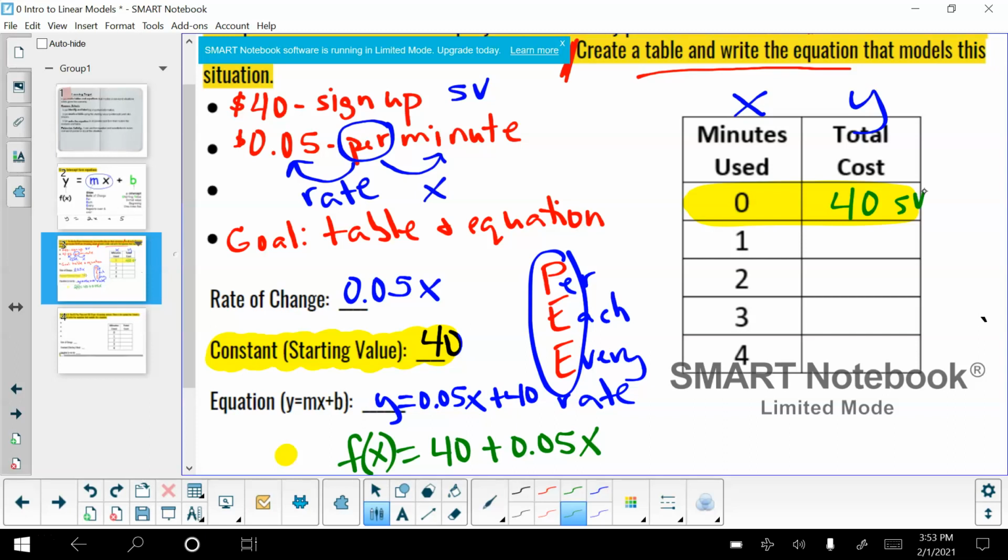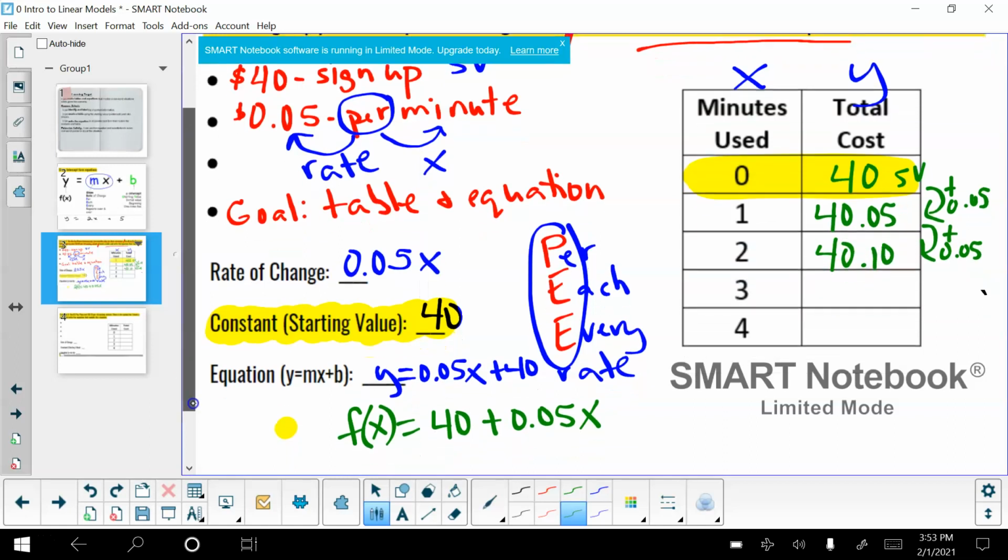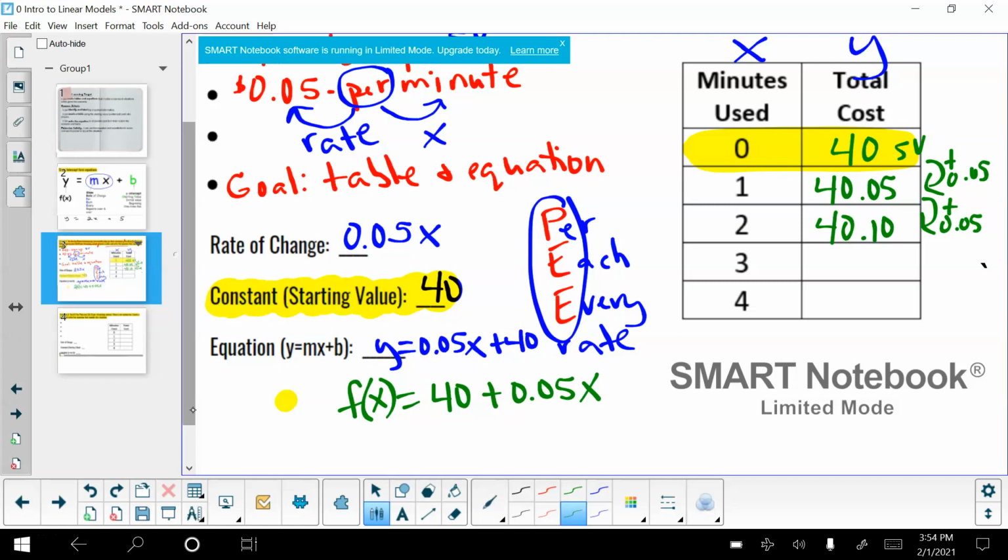The rate is what's going to tell you how it's increasing or decreasing. And since you're having to pay this, it's increasing your cost. So to go up to the next cell, you're going to have to add that 5 cents. So 40 plus 5 cents is just 40 and 5 cents. To add another minute, you're going to have to add another 5 cents because each minute is going to cost you another 5 cents. So now it's 40 and 10 cents. Remember we said the rate happens over and over, and this is how that's happening. In order to increase your minutes, you have to keep adding another 5 cents.